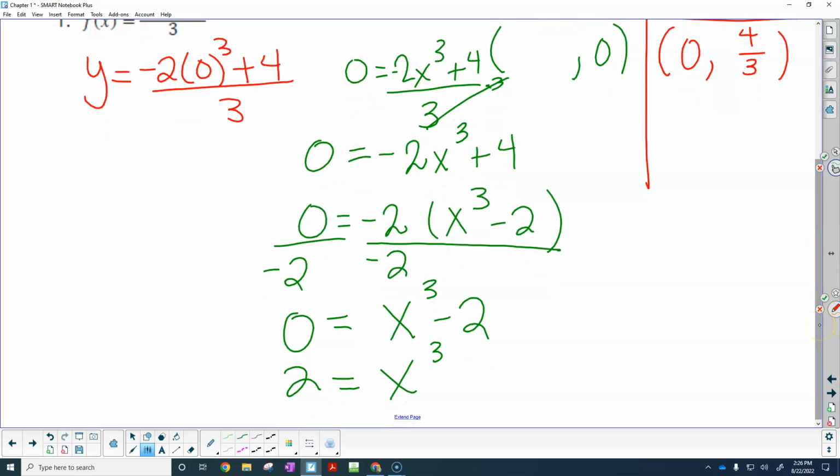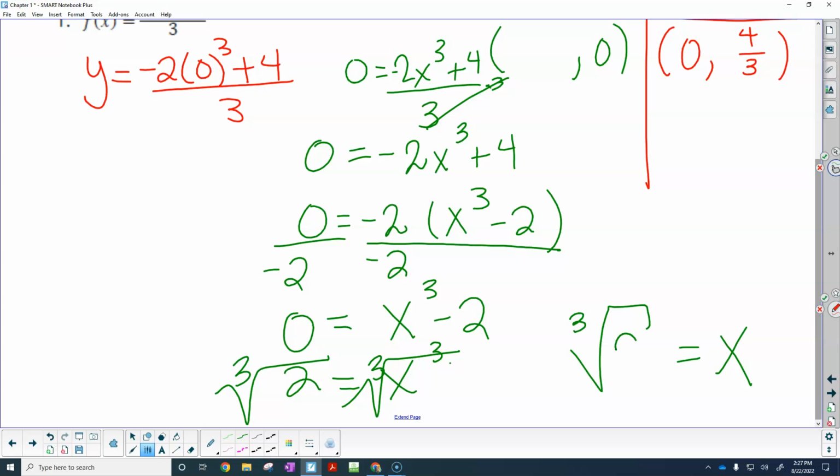And is x by itself? No. What is that? Cubic. Is that odd or even? Odd. And I'm about to draw a cube root that's odd. And when it's odd, there's no such thing as plus minus. Only when you draw an even root. So we're going to cube root both sides. And so x is going to equal the cube root of 2.